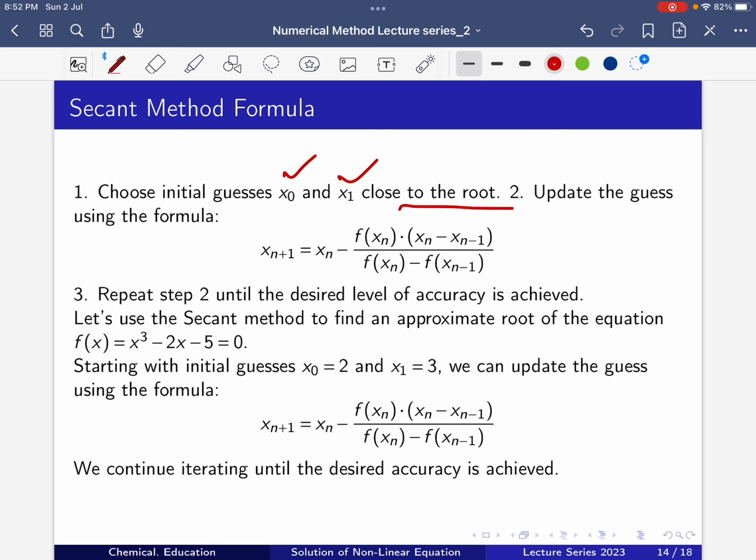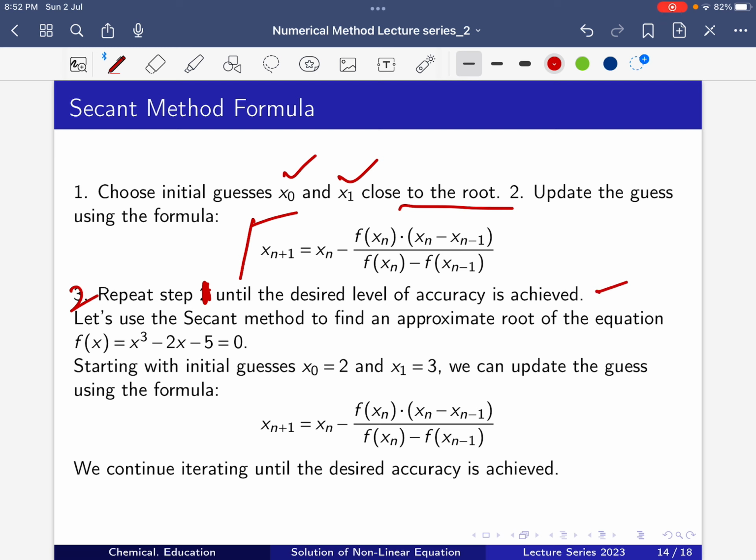The secant method formula is x_{n+1} = x_n minus f(x_n) times (x_n minus x_{n-1}) divided by (f(x_n) minus f(x_{n-1})), and then repeat that step, repeat step 1, until the desired level of accuracy is achieved.